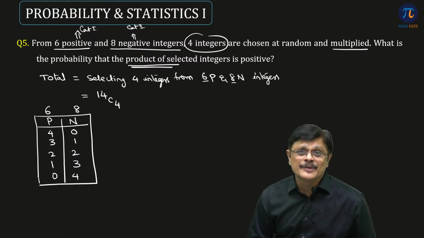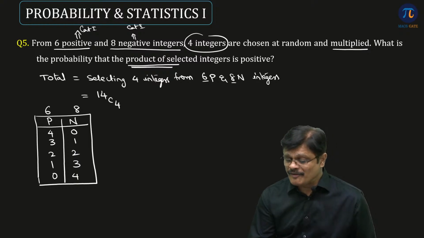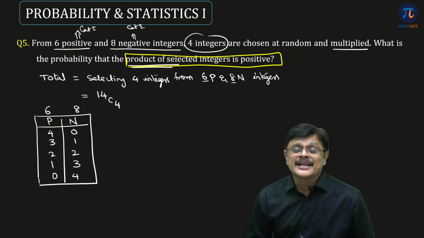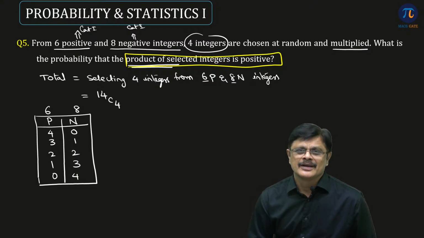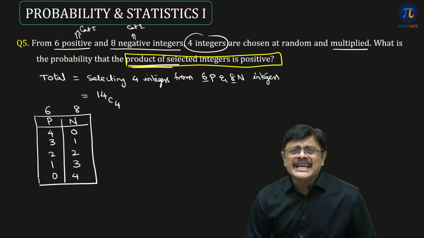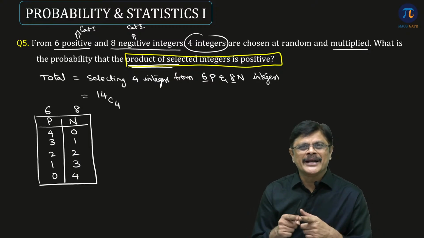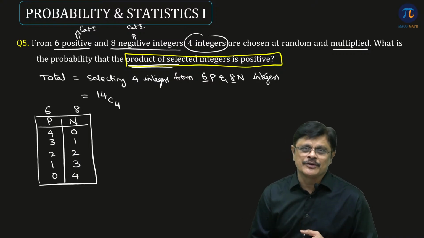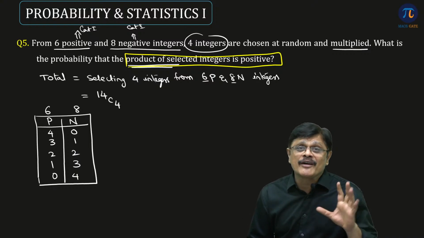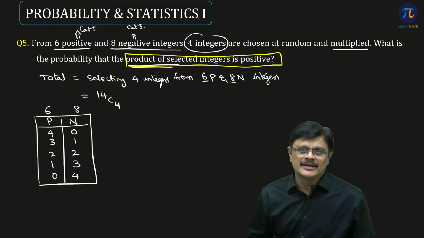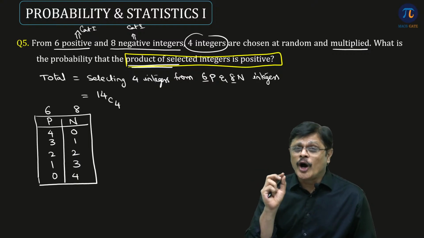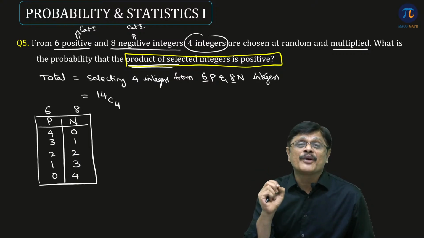Out of these possibilities, how many are favorable for this situation? That is, the product of the numbers should be positive. See, obviously, if you have an even number of negative numbers, like 2 negative numbers, when you multiply, it becomes positive. If you have 4 negative numbers, when you multiply, you get positive. But whenever you have an odd number of negative numbers, when you multiply, you get a negative sign. Positive numbers always give you a positive answer only, but negative numbers will decide here. So how many negative numbers should we have? An even number of negative numbers.